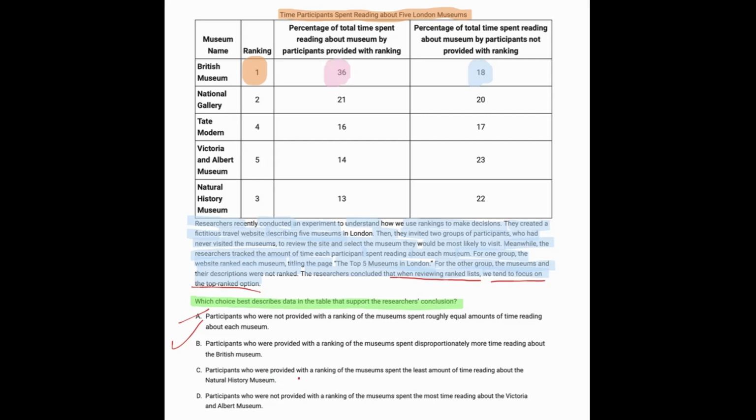C, participants who were provided with a ranking of the museum spent the least amount of time reading about the natural history. That's true, and that does support the point, but we're looking not for the negative, which one they spent least time looking at, we're looking for the positive, that they spent more time looking at the top ranked. And D, participants who were not provided with a ranking of the museum spent the most time reading about the Victoria and Albert Museum. Well, we're looking for what happened with the ones who were provided with the ranking. Here, they were not provided. So the answer here is B.